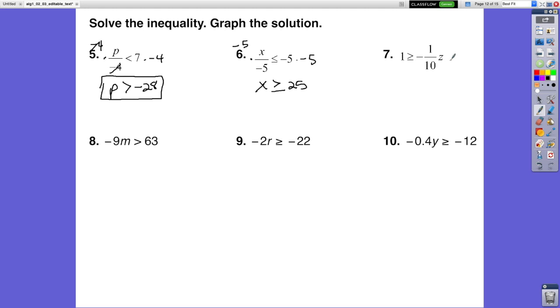Okay, this one. I'm going to multiply both sides by negative. So when we have fractions like this, you're going to multiply by the reciprocal. Good. So it's by negative 10. Good. Or 10 over 1. Same thing. Okay, I still multiplied by a negative, so that means I have to flip my sign.